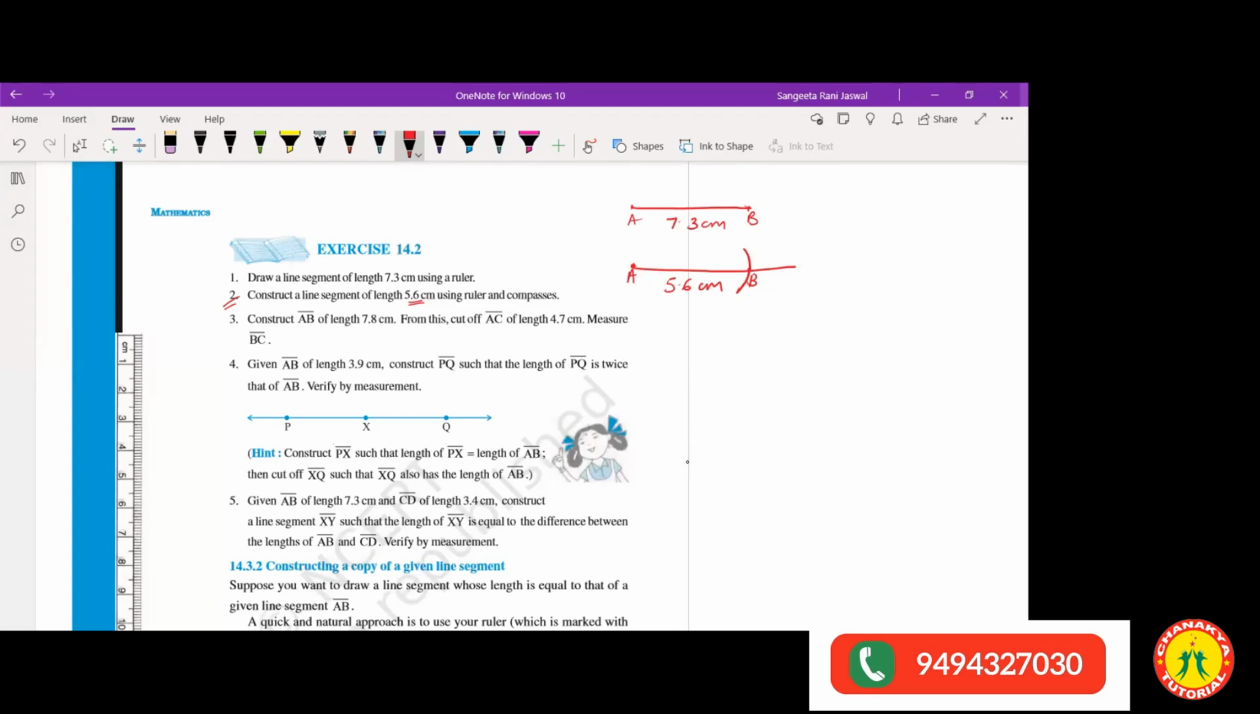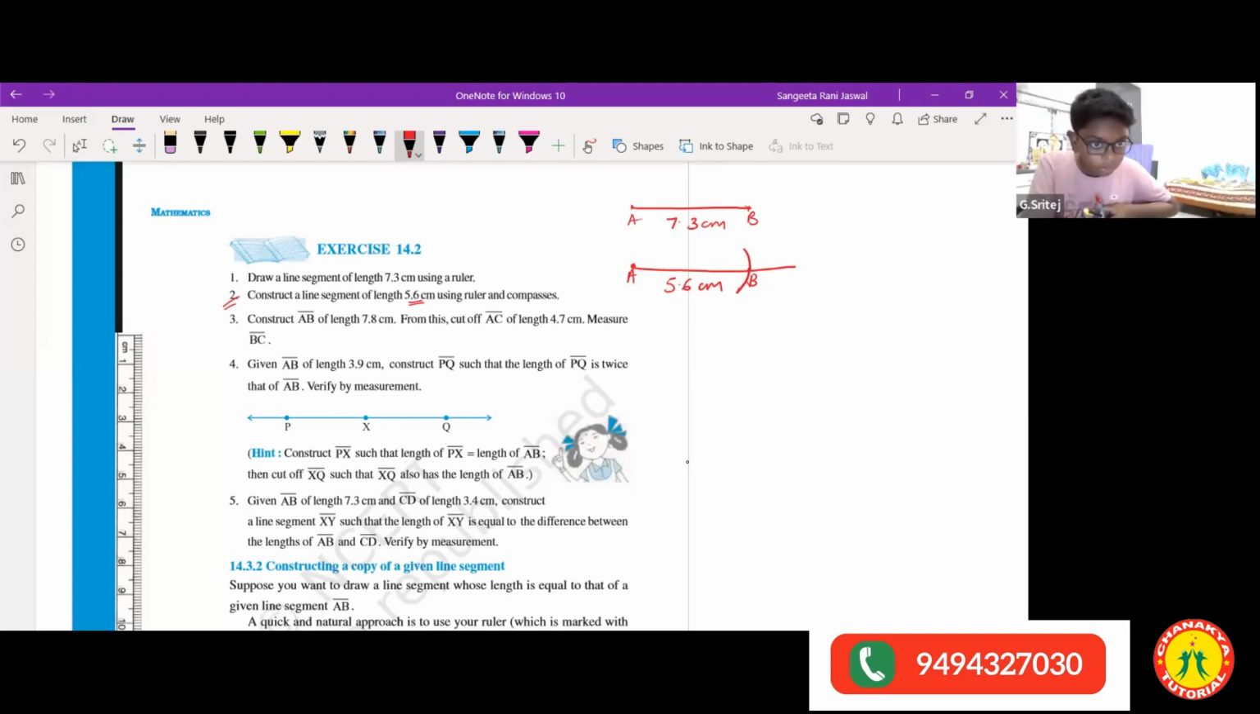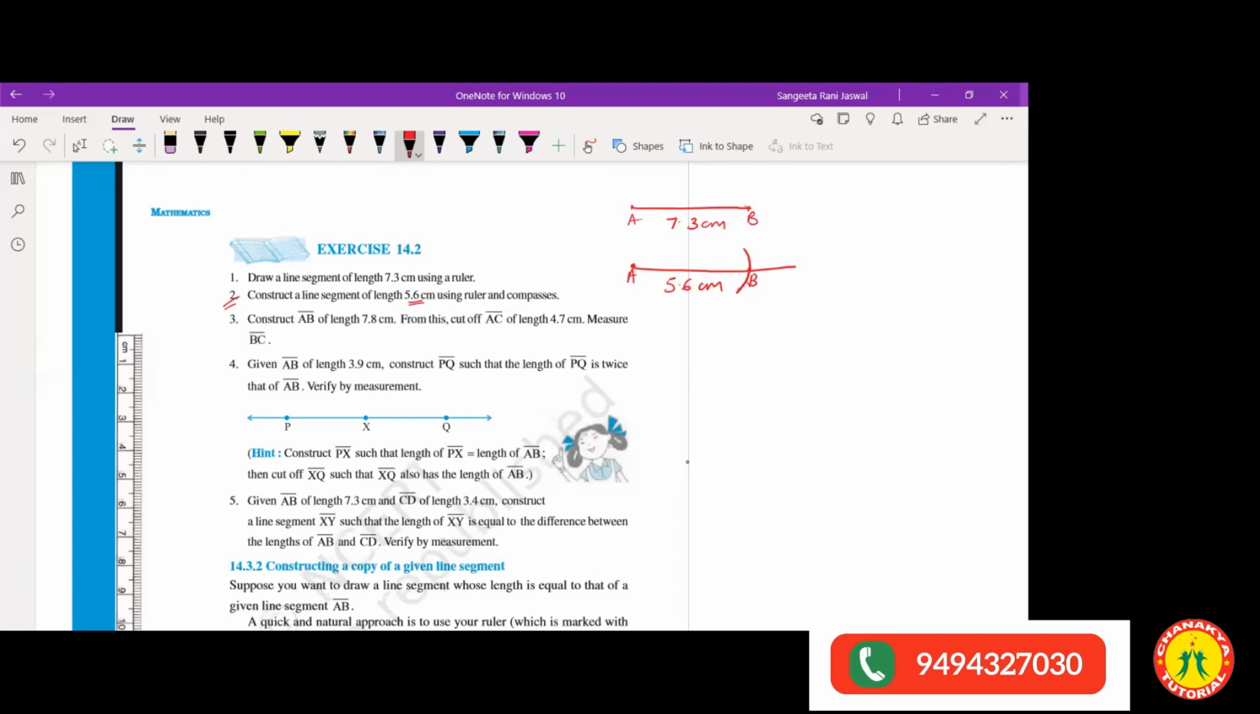Very nice. Okay, let's see question number 3. I want somebody else to read the question now. Sritej, read question 3. Construct line segment AB of length 7.8 centimeters, from this cut off AC of length 4.7 centimeters. Measure BC. So what you have to do? First you construct a line segment of 7.8 centimeters. Wait. Make a line segment of 7.8 centimeters. First make the 7.8 centimeter line, then I'll tell you what to do.